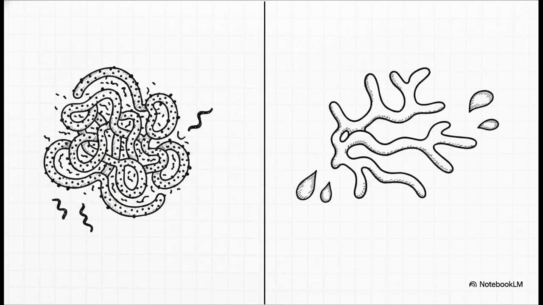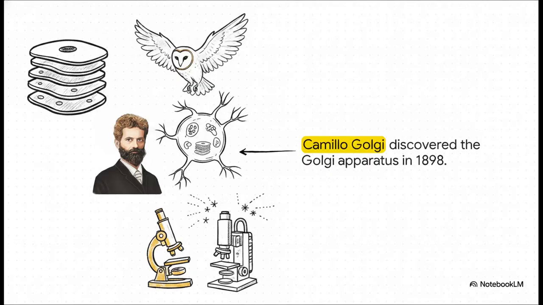This is where proteins are synthesized. Then you have the smooth ER. No ribosomes here, hence smooth, and its job is all about making lipids, or fats. Next, we have to meet the cellular post office.